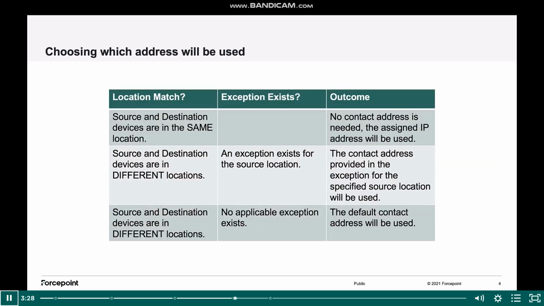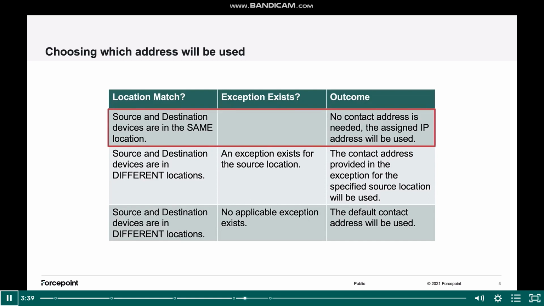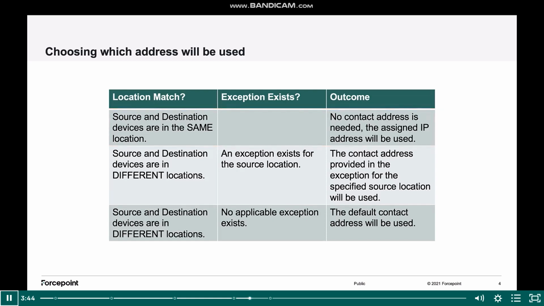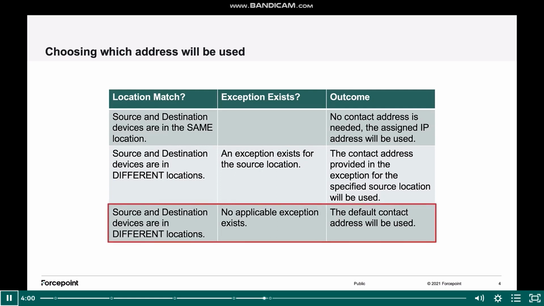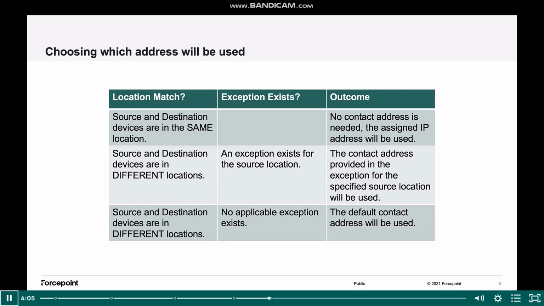With locations and contact addresses defined, a next-gen firewall component that needs to open a connection will use the following rules. When two components are set to the same location, contact addresses will not be used. But when two components are set to different locations, if an exception has been created for the source location, then the indicated contact address will be used. When two components are set to different locations and no exception applies, then the default contact address will be used.